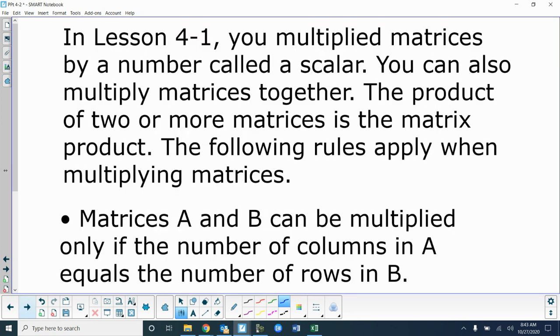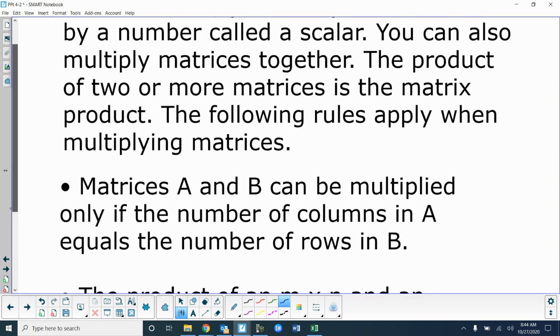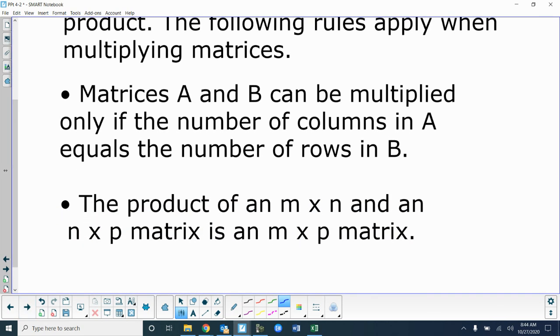All right, in lesson 4.1 yesterday, you multiplied matrices by a number called a scalar. You can also multiply matrices together. The product of two or more matrices is the matrix product. The following rules apply when multiplying matrices. All right, so here's the rules. Matrices A and B can be multiplied only if the number of columns in matrix A equals the number of rows in B. Number of columns in the first matrix is equal to the number of rows in the second matrix.